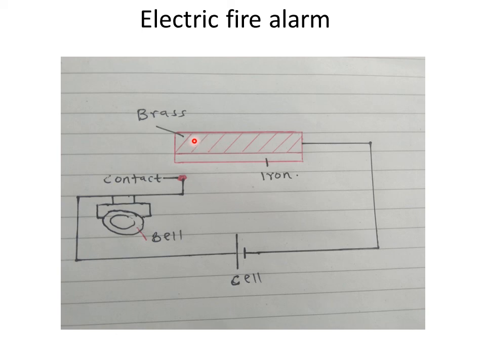So when there is a fire outbreak, the brass expands faster than iron and the bimetallic strip bends downward. It curves downwards. So when the bimetallic strip curves downwards, it is making this contact, or it is completing the circuit. So the contact here, this part is connected to the bimetallic strip. Therefore the circuit for the electric bell is complete. So it means now current is flowing through the electric bell, hence the electric bell rings. So those are the applications.